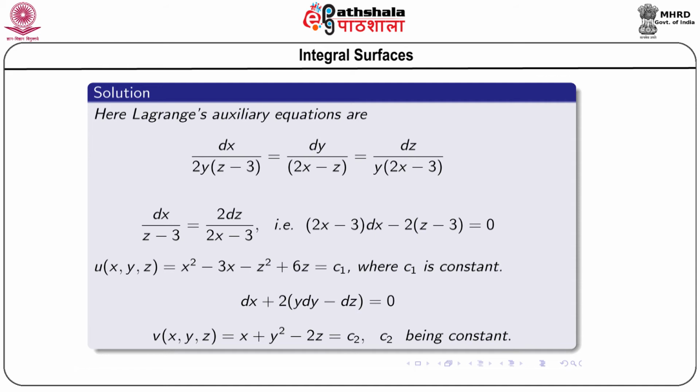And from this equation one can find one integral u(x, y, z) easily as x squared minus 3x minus z squared plus 6z equals C1, where C1 is a constant, and another integral can be found easily: dx plus 2y dy minus dz equals 0. After integrating, v is x plus y squared minus 2z equals C2, where C2 being constant.